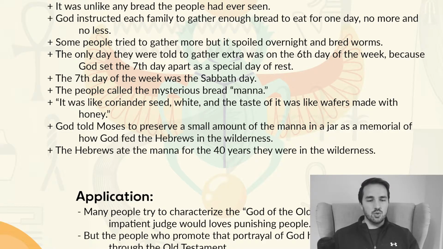And the Bible describes it, quote, "It was like coriander seed, white, and the taste of it was like wafers made with honey." So that sounds pretty good. God told Moses to preserve a small amount of this manna in a jar as a memorial of how God had fed the Hebrews during their time in the wilderness. The Hebrews ate the manna for the 40 years that they were wandering around in the wilderness. That's what we're going to be talking about in the next couple of chapters. And if you don't know why they have to wander around in the wilderness for such a long period of time, well, that question will be answered in the upcoming chapters.